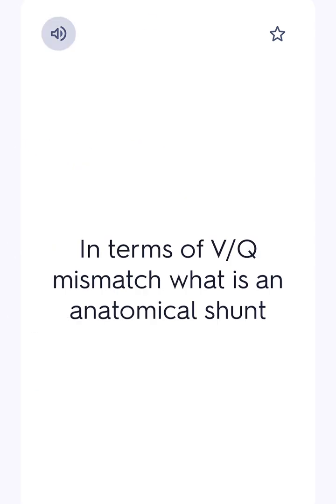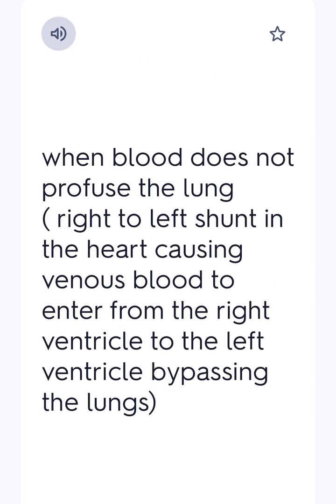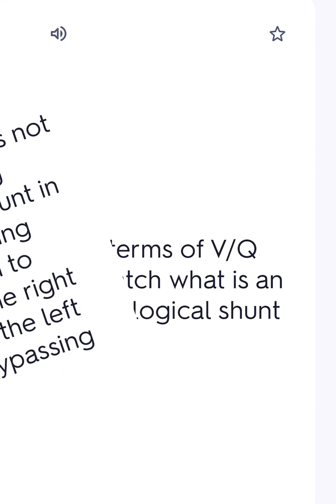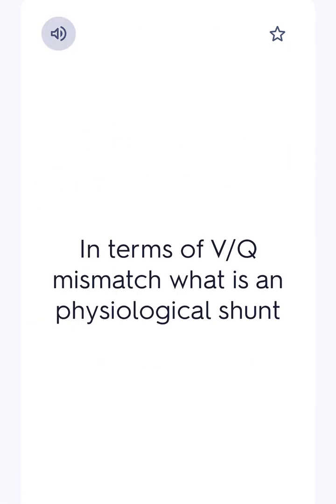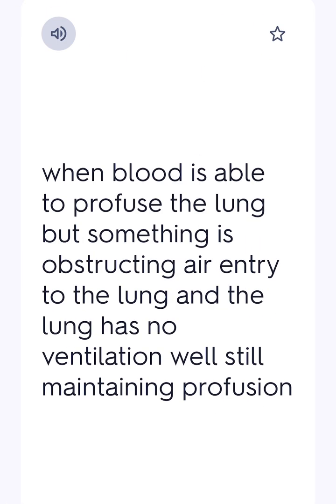In terms of V/Q mismatch, what is an anatomical shunt? When blood does not perfuse the lung. In terms of V/Q mismatch, what is a physiological shunt? When blood is able to perfuse the lung but something is obstructing air entry to the lung and the lung has no ventilation while still maintaining perfusion.